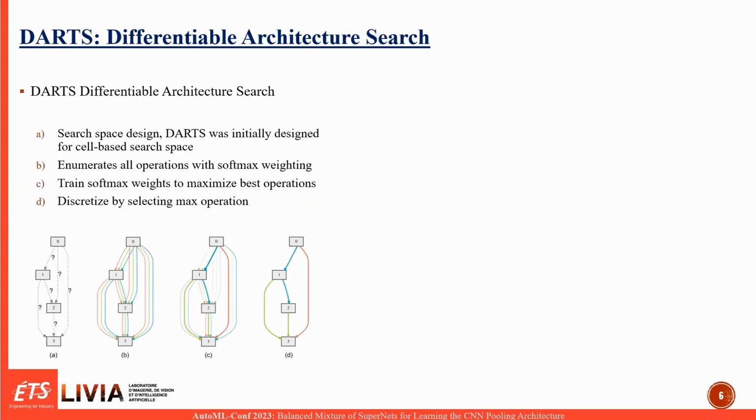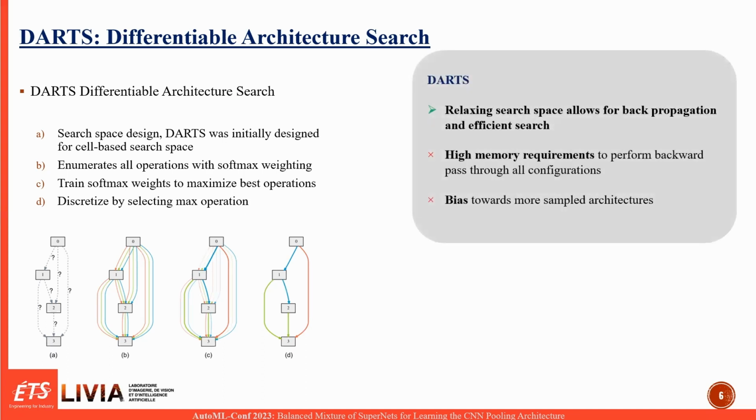We are also going to briefly revisit Darts, or differentiable architecture search. Darts relaxes the operation in the search space with softmax weighting, which are then trained by backpropagation. The operation with max weighting is then selected for the final architecture. Because of this relaxing, and because we can perform the search with gradient descent, Darts is very efficient. However, because the backward pass is performed through the whole supernet, it has high memory requirements, and furthermore, it's biased towards more sampled architectures.